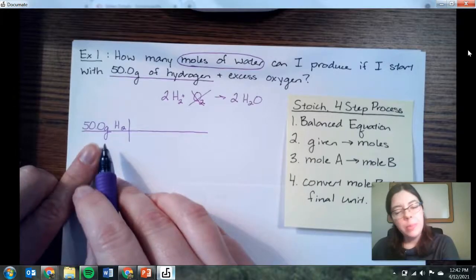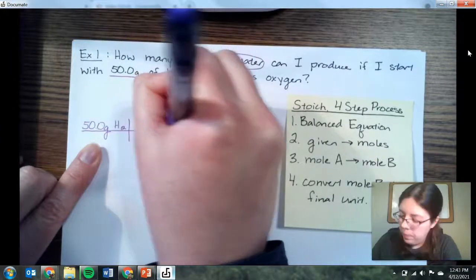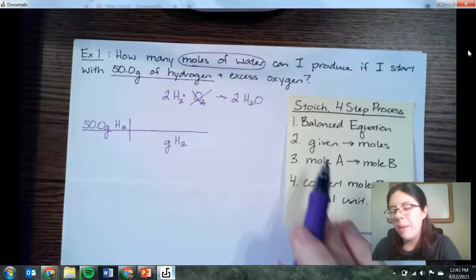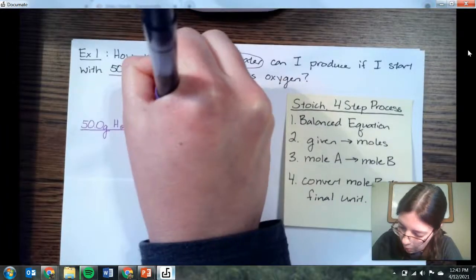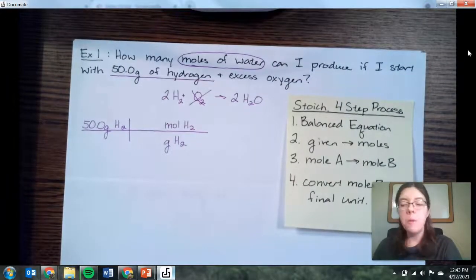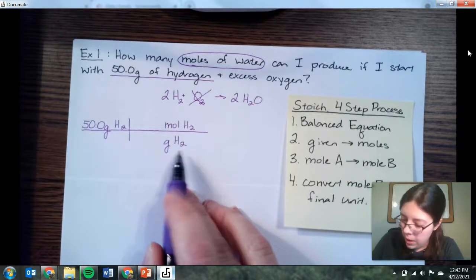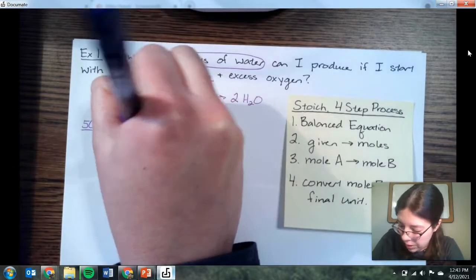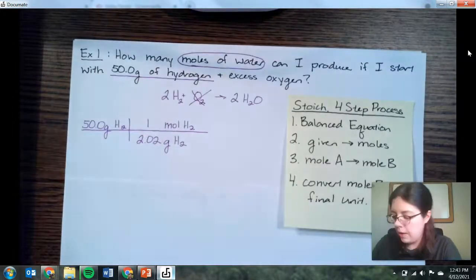So whatever unit I have up top, I need on the bottom, which is going to be grams of hydrogen, H2. And I want to go and get my given into moles. So I want to go to moles of H2. So if I think about this, I convert grams to moles using molar mass. Since I have H2, it's going to be 2 times the mass of a hydrogen atom. So that's going to be 2.02 grams is equal to 1 mole of hydrogen.